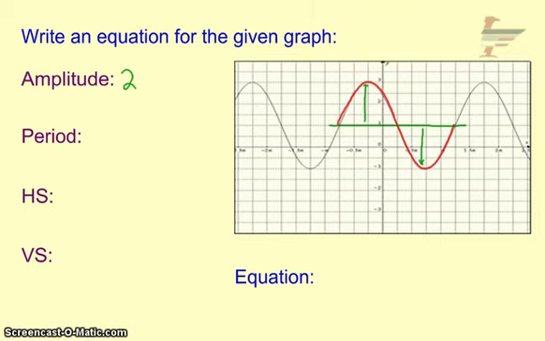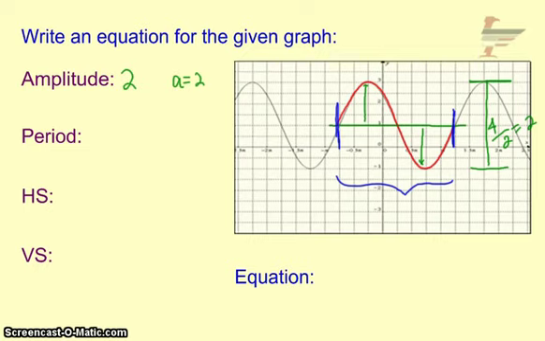The other way to find that is to look at the entire total height from the top of your graph to the bottom of your graph, which is 1, 2, 3, 4, and if you just cut it in half, you know that your amplitude will be 2. Alright, if you know your amplitude is 2, that's giving you your A value. For the period, you want to know how far it is from the start of your cycle to the end of your cycle.